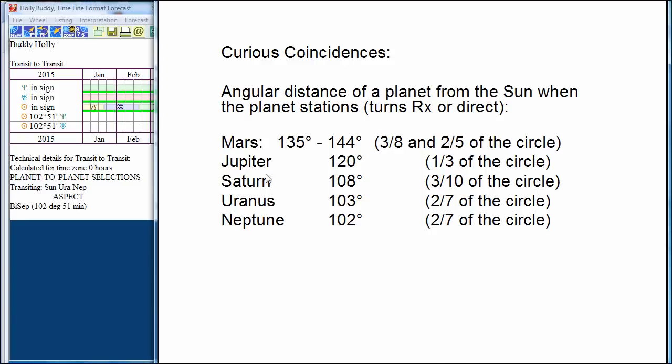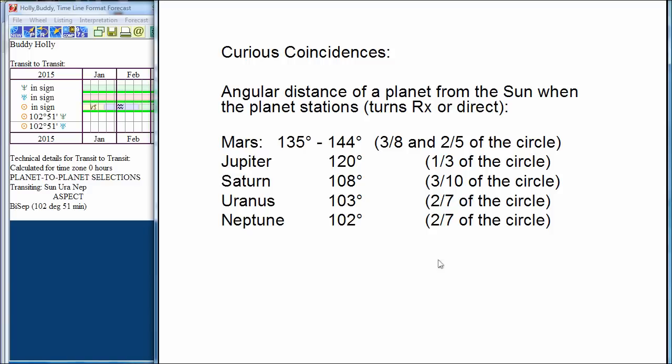aspects. If nothing else, one thing to remember is that if you see Jupiter trine the Sun, Jupiter will be stationary. If you use minor aspects like septiles, and you see Sun-Uranus in this 2/7 aspect, sometimes called a biseptile, Uranus will be stationary. Same thing for Neptune. So it's a nice thing to know about. Just curious coincidences.